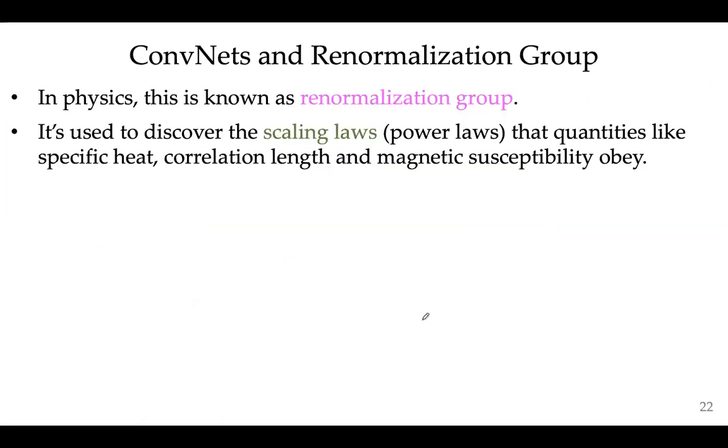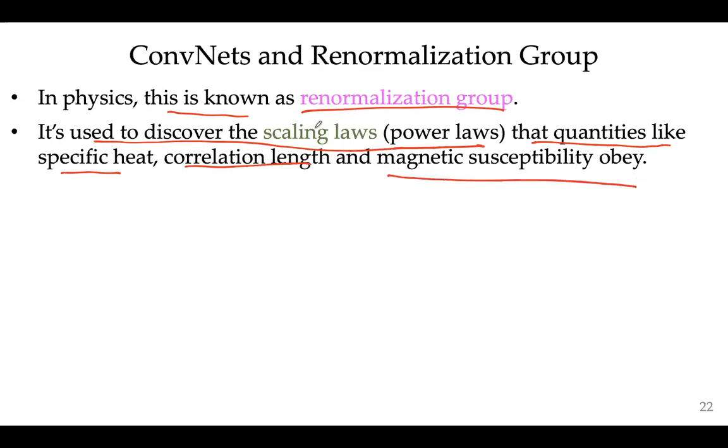Okay, how do we use it in physics? Well, in physics, this idea is used, and it's called renormalization group. It's mainly used to discover the scaling laws, or scaling laws are power laws, that quantities like specific heat, correlation length, and magnetic susceptibility obey. So you may ask the question, how specific heat or other thermodynamic variables, how fast they grow or go down as you approach or go away from TC, the critical temperature.